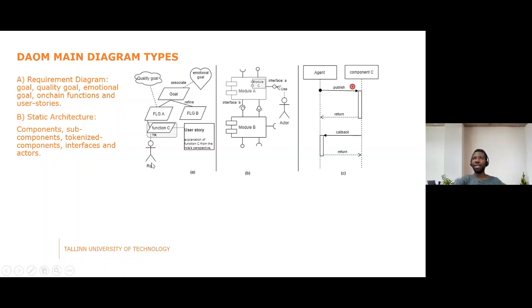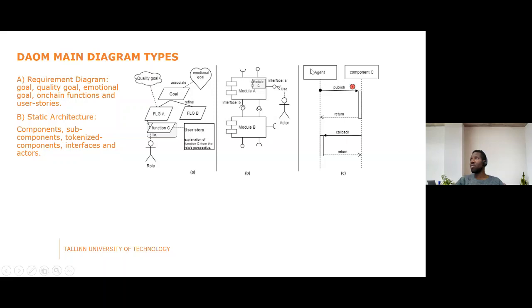In the middle, we have the static architecture. The static architecture is mostly made up of the components and subcomponents, and we also have the interfaces and the tokenized components. In the first part, we capture what is executed on-chain. We call it an on-chain function. When we map it to the component architecture, we refer to it as a tokenized component. In this component, there is an exchange of value or assets. If the asset in your DApp is tokens, then whenever you access or interact with this interface, there is either a gain or a loss of this particular asset.